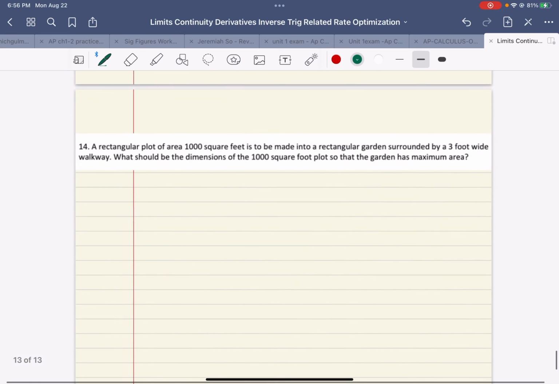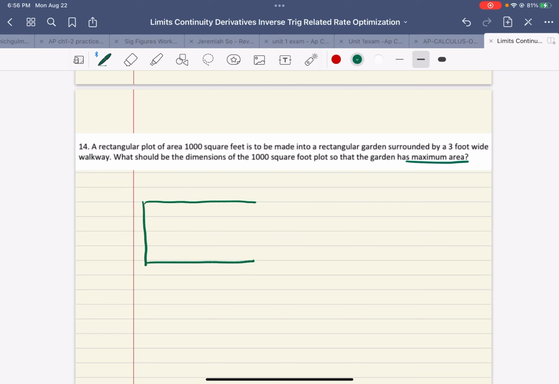Now, last one. The rectangular plot of area 1,000 square feet is to be made into a rectangular garden surrounded by a 3-foot wide walkway. What should be the dimensions of the 1,000 square feet plot so that the garden has a maximum area? So let's see, you draw a rectangular garden. The only thing we know is their area is 1,000 square feet, right? So then what you have to do, let's say this one x, this dimension is y. So xy is 1,000. That's what they gave you.